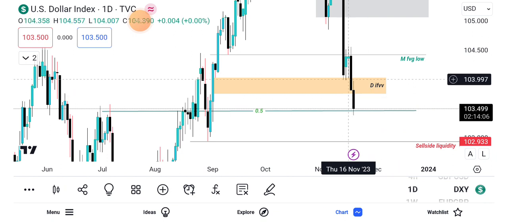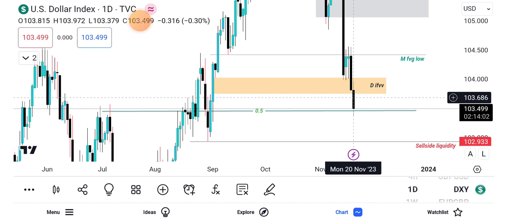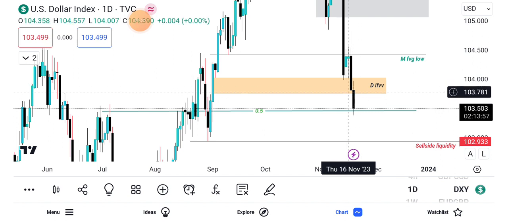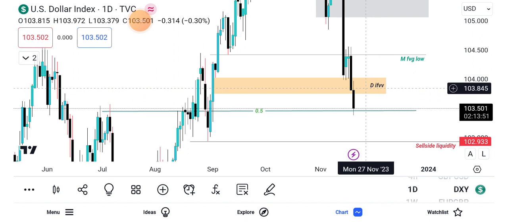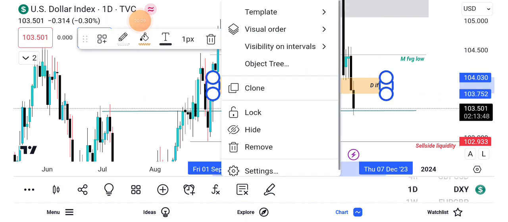You can see how, this was on Friday, today on Monday, price rallied higher, this manipulation, then this distribution lower inside this daily inversion fair value gap.